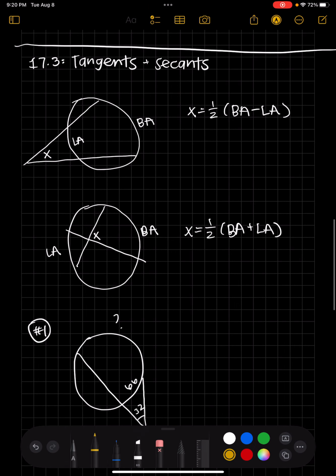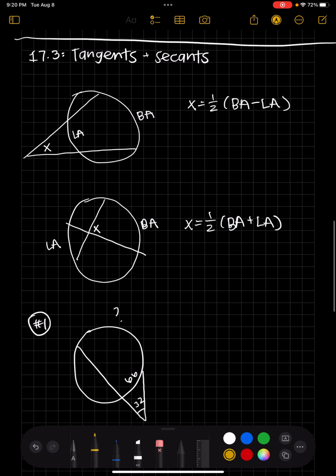Okay, the last self-check that we're going to do in 17 is 17.3, which is tangents and secants. There are two big formulas that I want you to know on these ones. The first one is this top picture. If I have an angle that goes on the outside of my circle, whether the lines go through the inside of the circle or hit the outside of the circle, it doesn't really matter. These angles could have hit the outside like this. One of them could have hit the outside, the other could have gone through. It doesn't matter.